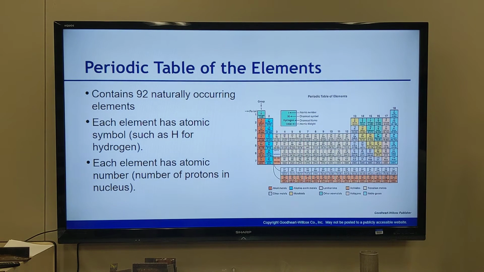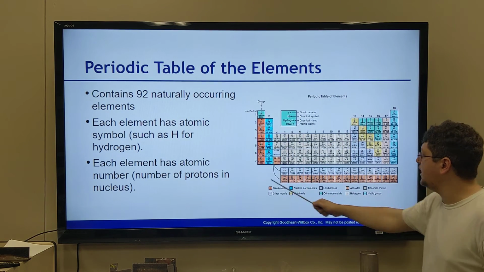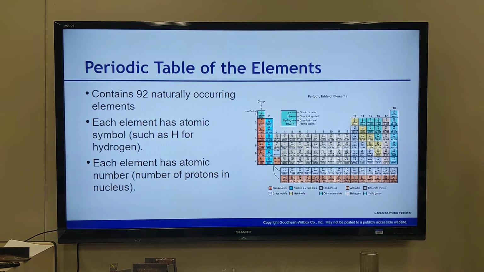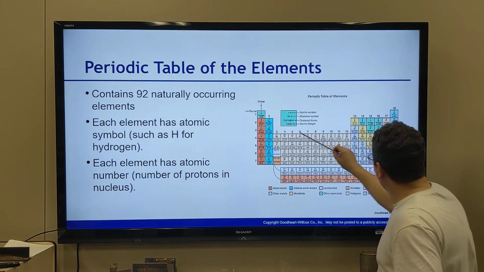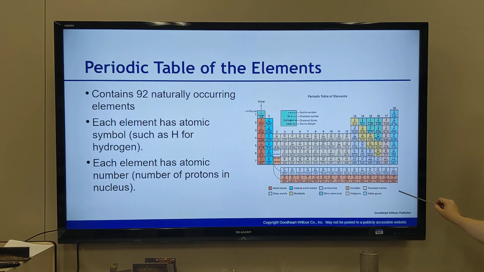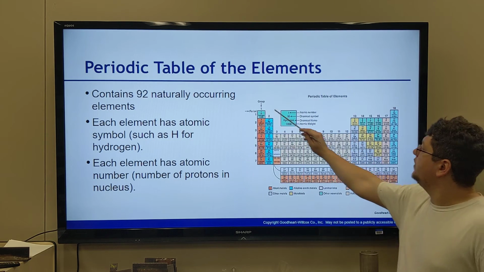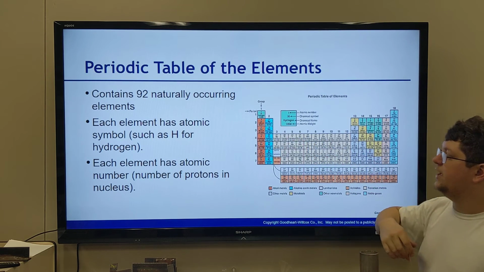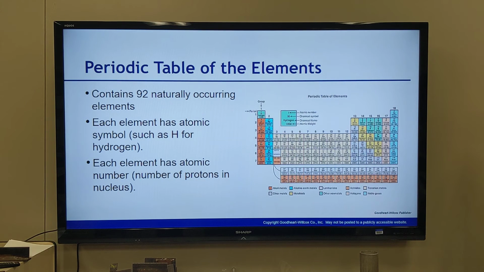But when we're talking about elements, you've seen the periodic table. This big old thing right here that you've seen in like a million science classes, probably in high school or junior high. Right now it contains 92 naturally occurring elements. So from here to here, those are all natural. All these at the bottom are man-made. Each element has atomic symbols, such as H for hydrogen. So there's your hydrogen right there. You have He for helium, Li for lithium, and stuff like that. So each one has their own symbol.